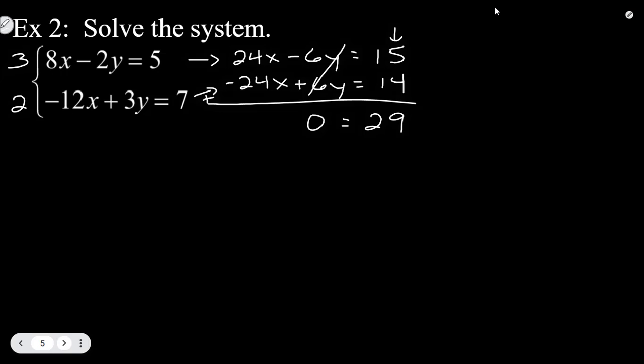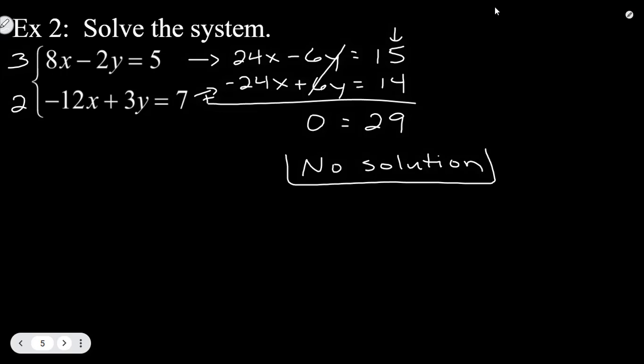Okay? Does that make sense? Yeah. Now in this case, is this true? No. No, 0 does not equal 29. There's no way 0 can equal 29 because there's no variables to adjust it. So this is not true. It's a no solution.